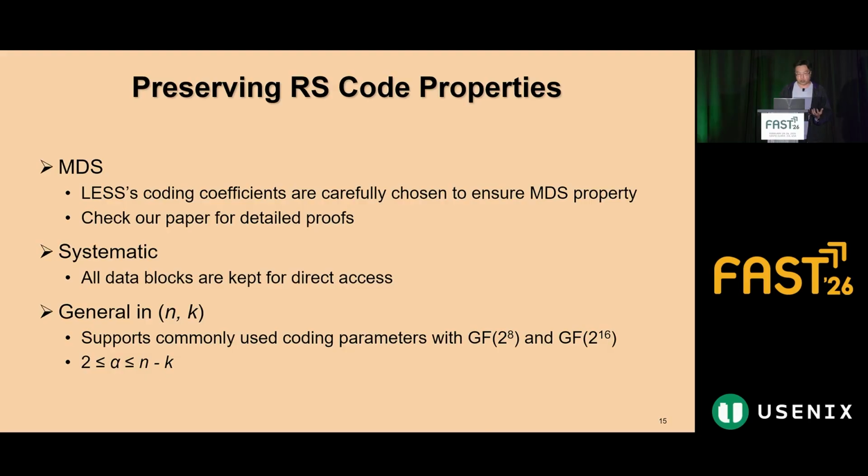It also preserves the RS code properties, meaning that it's MDS, given that the coding coefficients are carefully chosen. There are a lot of theoretical proofs; you can find them in the paper. And it's systematic, and also it applies to general n, k. Usually you can use Galois field 2^8 or 2^16 to support the commonly used coding parameters. Again, in the paper, we provide examples of what these parameters are. And for alpha, that will be between 2 and n-k.